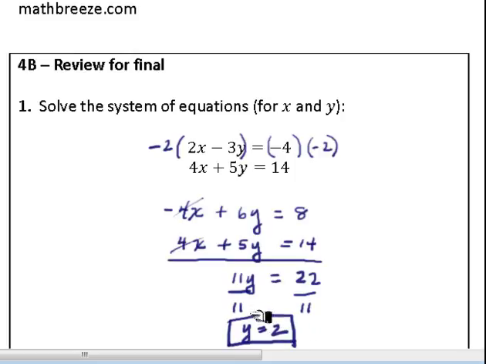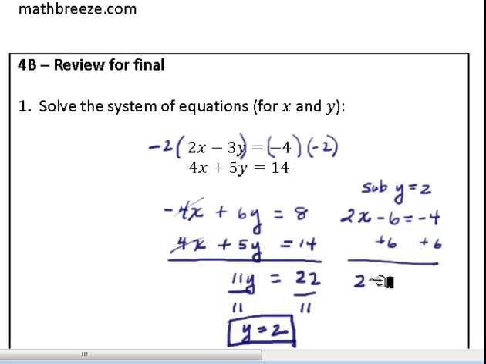In order to get the x coordinate, we'll substitute y equal 2 into, let's say, the top equation. We could use the top or the bottom. We'll get the same x coordinate if we do that. So now we're going to substitute y equal 2. We'll do it in the first. So we have 2x minus 3 times 2, that's 6, is equal to -4. And let's say add 6 to both sides.